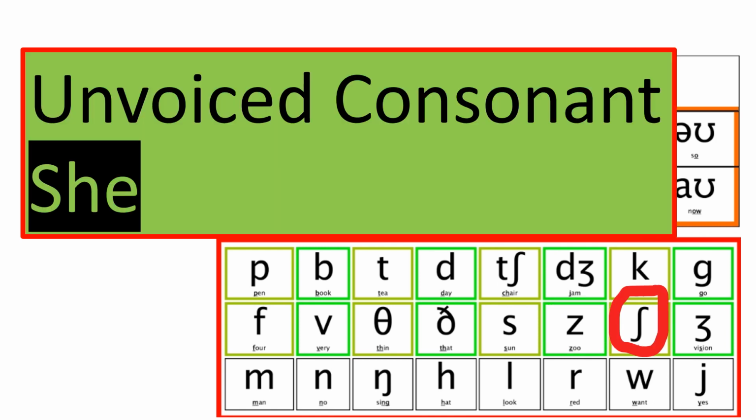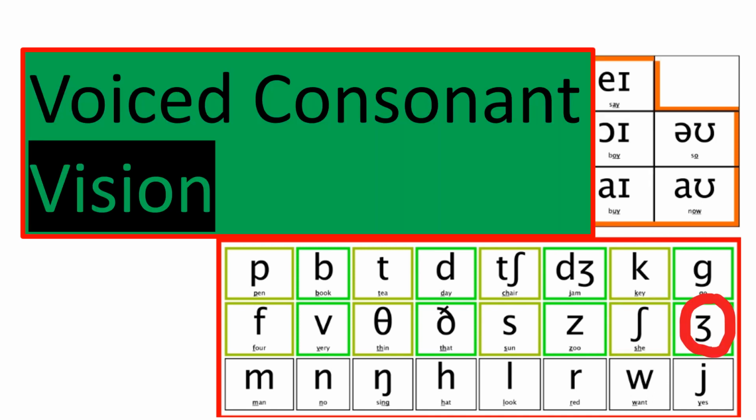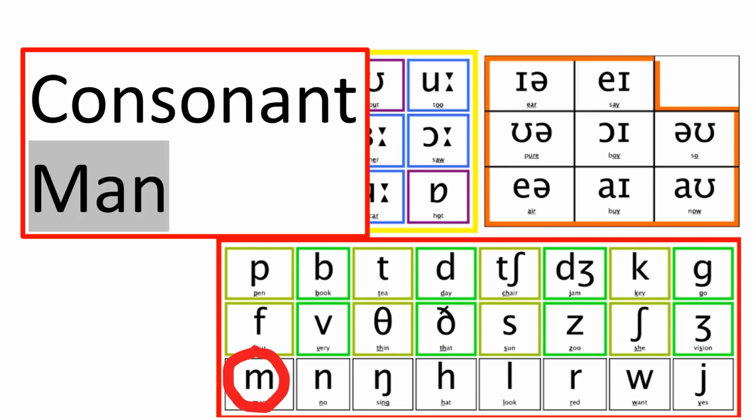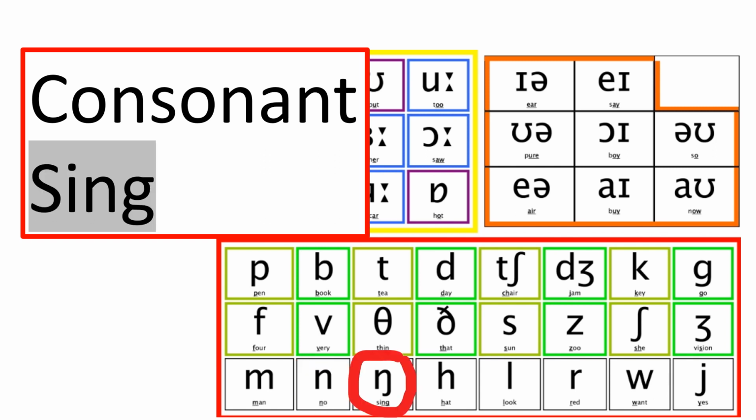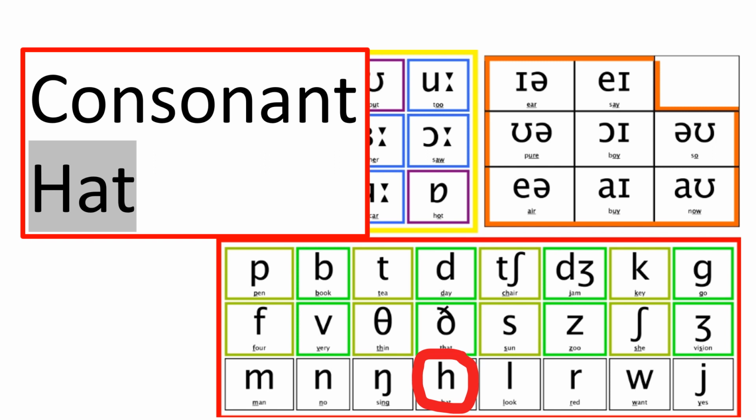Unvoiced consonant sh, as in she. Voiced consonant zh, as in vision. M as in man. N as in no. Ng as in sing. H as in hat.